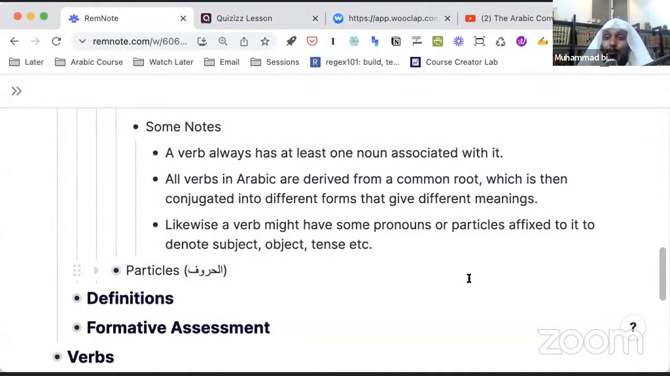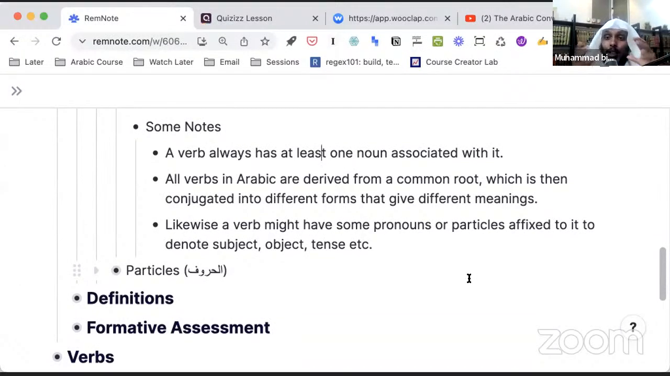Why? Because for the verb, we need to know who did the verb. We need to know who the verb affected, which we call the object. And we also need to know the tense, right? So these sorts of things are sometimes affixed to it. For the future tense, for example, we add a sin at the beginning to tell you it's in the future: sayadhabu.